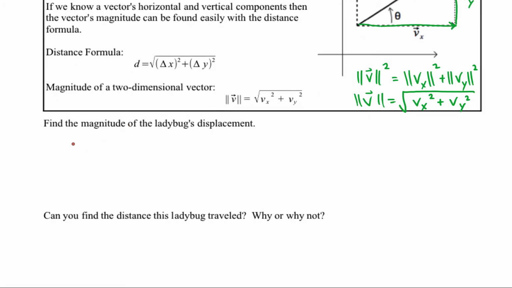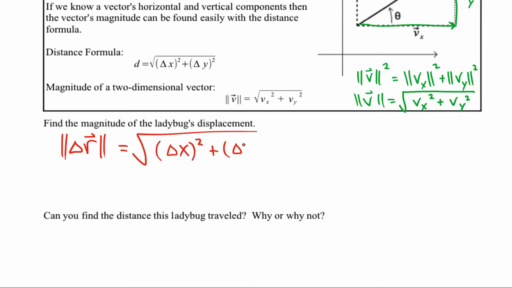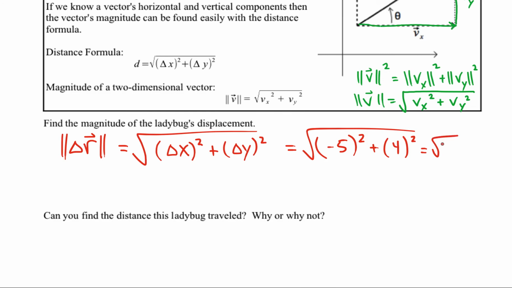All right, so delta r, notice that this could be written as the square root of delta x squared plus delta y squared, which was the square root of negative 5 squared plus 4 squared, radical 41, 6.4.